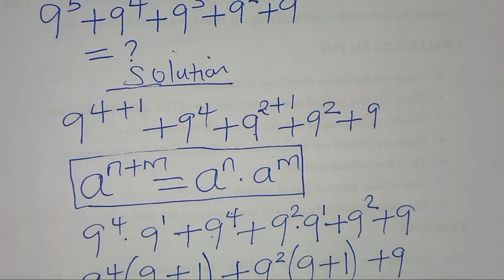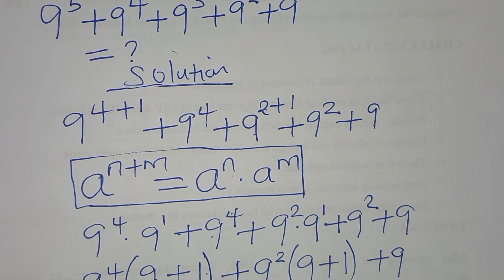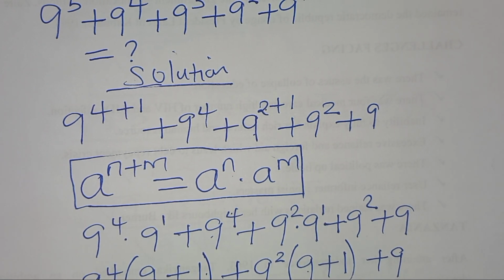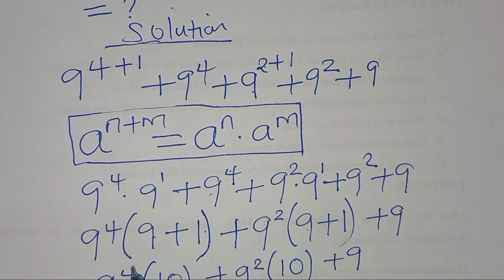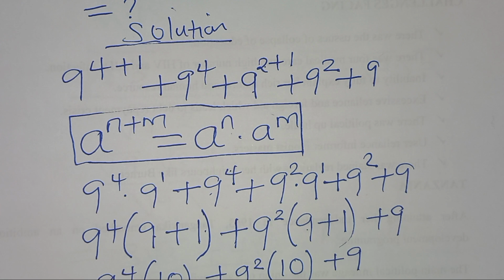The next step here, we have 9 to power 4 into the bracket here. This is 9 plus 1, this is 10, plus 9 to power 2. Then we say 9 plus 1, this is again equal to 10, then plus 9. Now we can express 9 to power 4 as the same thing as 9 to power 2 plus 2 into the bracket multiplying by 10, plus 9 to power 2 multiplying by 10, then plus 9.